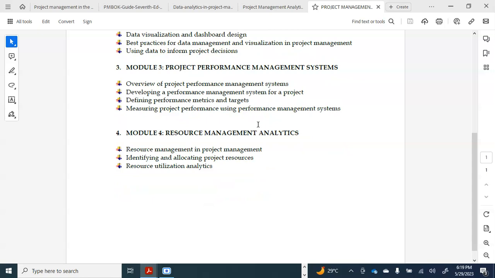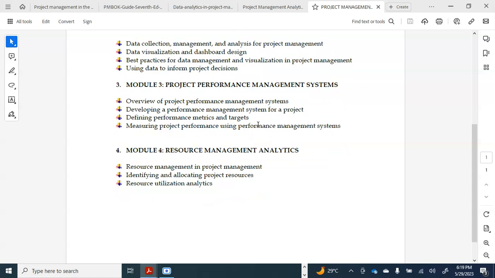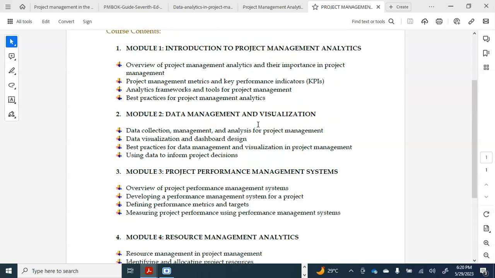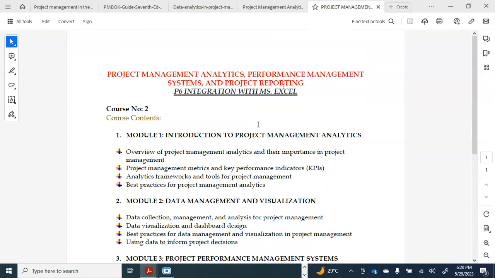Module four, I just have to add, is resource management analysis: resource management in project management, identifying and allocating project resources, and resource utilization analytics. You agree with me that these are very deep content.